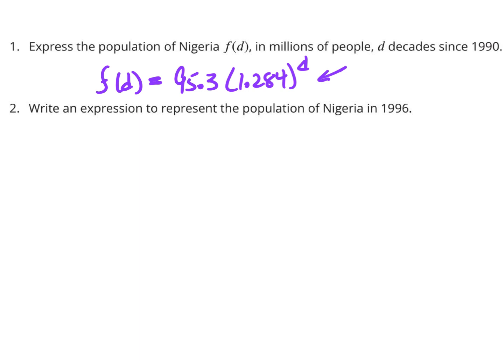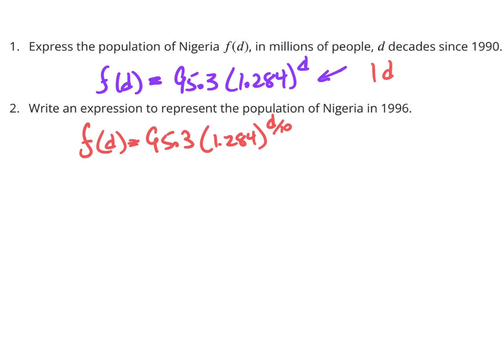So, we're going to take our F as a function of decades. We take 95.3. We're going to take 1.284. But now we're going to divide our decades by 10. So, if a decade equals 10 years, one decade equals 10 years. If I divide both sides by 10, I get 1/10 of a decade equaling 1 year. So this will give me this.